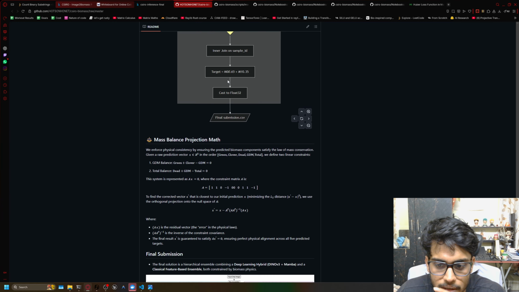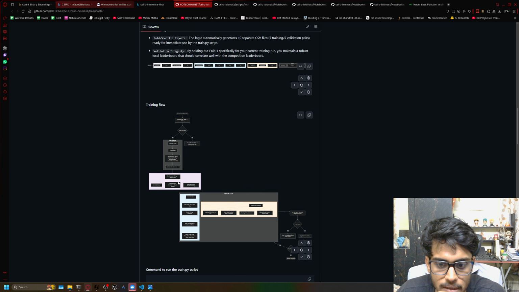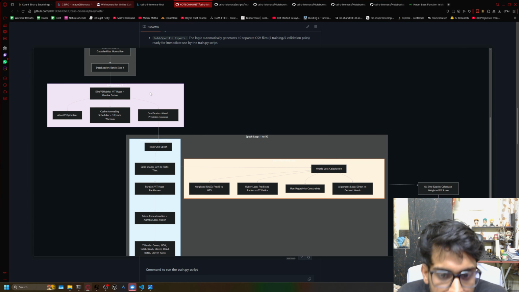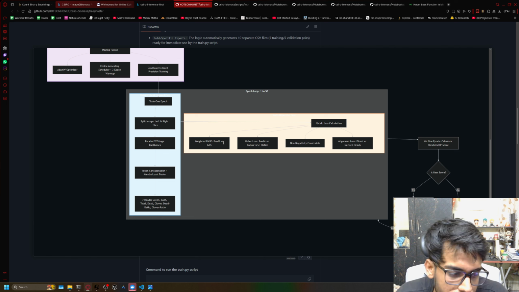So if I open the training strategy, this is my whole training flow. Here you can see for RMSE I was using the weighted RMSE, so that it will penalize more on total biomass prediction and GDM prediction, and for ratios it will use Huber loss.